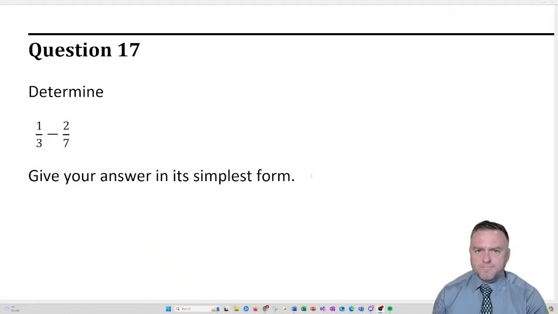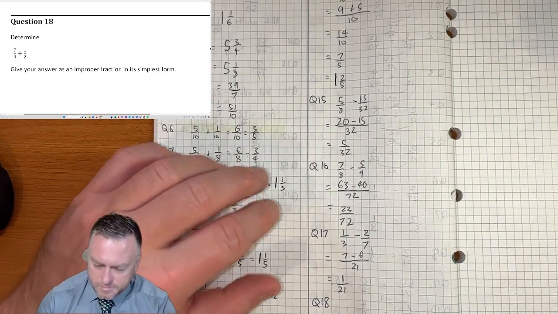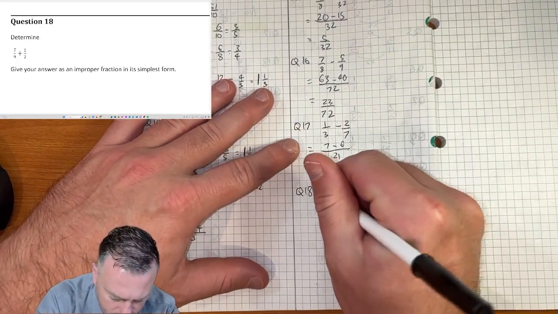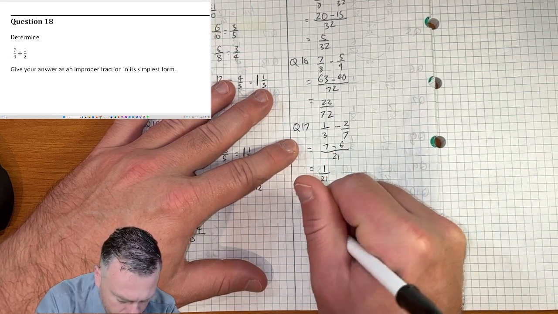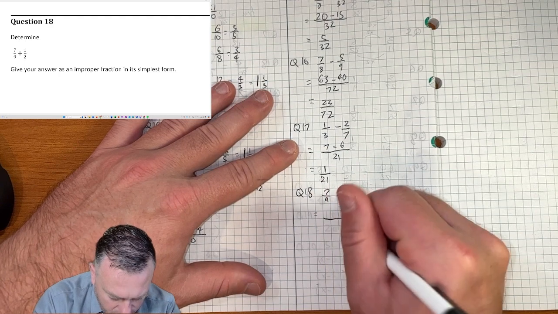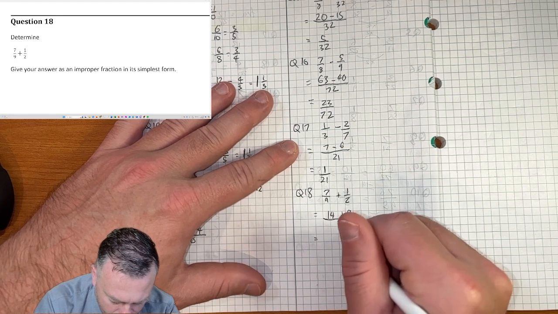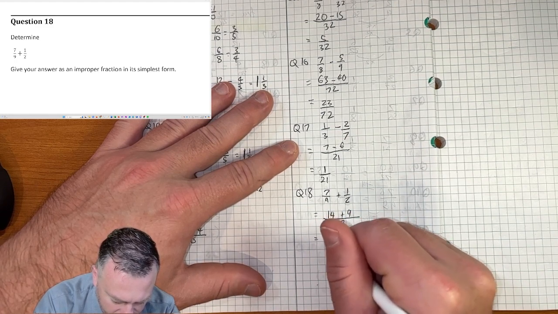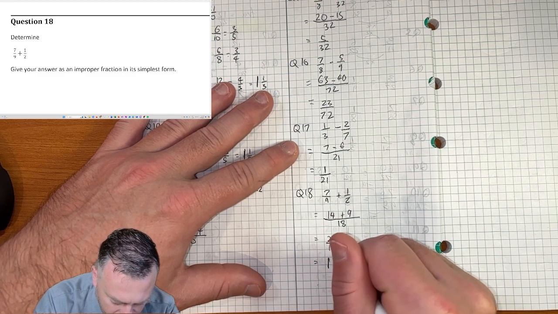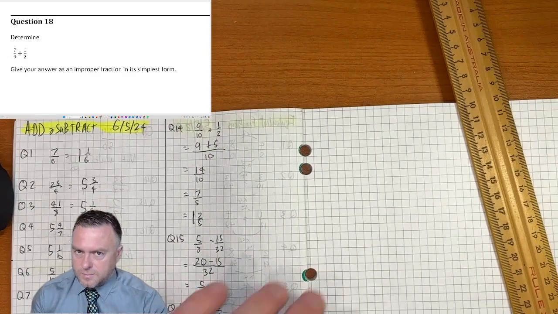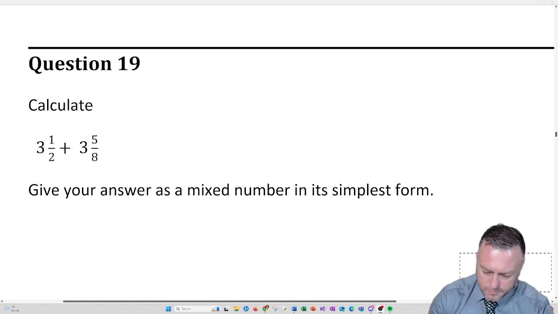Question 18. 7/9 plus a half. Going to put it all over 18. You've got 14 plus 9, 23 over 18. That's going to give you 1 and 5 over 18.